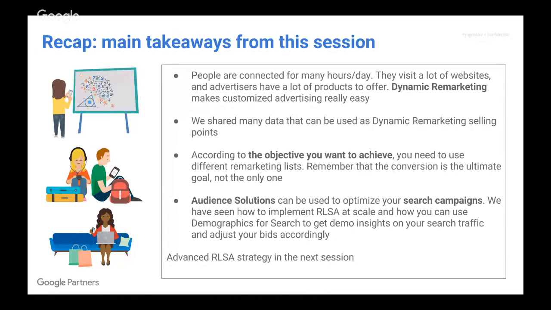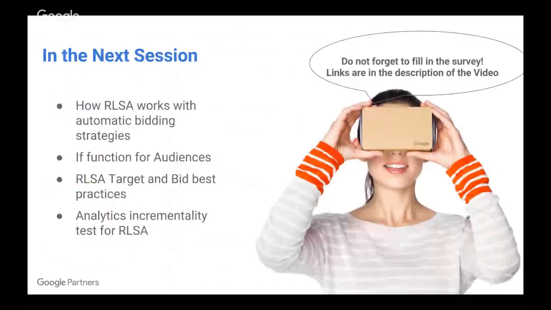So in the next session, you're going to go further with Alessia and Clément on RLSA strategies and bidding strategies for RLSA. So we're going to see how RLSA is working when you're using automatic bidding strategy. I'm going to guide you through, and I'm super excited about a function that has been released the past week. So really, really new tool. I'm not sure that everyone is already familiar with that. I don't think so. So it's how you can customize your ad text according to the audiences you are displaying the ad text to. We're going to see how you can use RLSA in target and bid, the best practices.